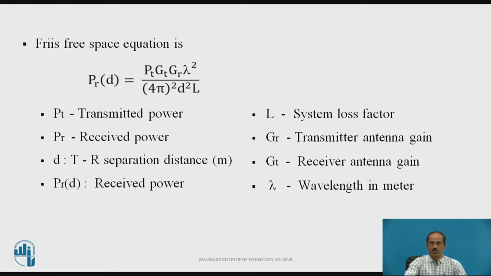The free space propagation equation is given by Pr(d) = Pt Gt Gr lambda square divided by (4 pi) whole square d square L, where Pt is the transmitted power, Pr(d) is the received power, d is the transmitter to receiver separation distance in meter, L is the system loss factor, Gt is the transmitter antenna gain, Gr is the receiver antenna gain, and lambda is the wavelength in meter.